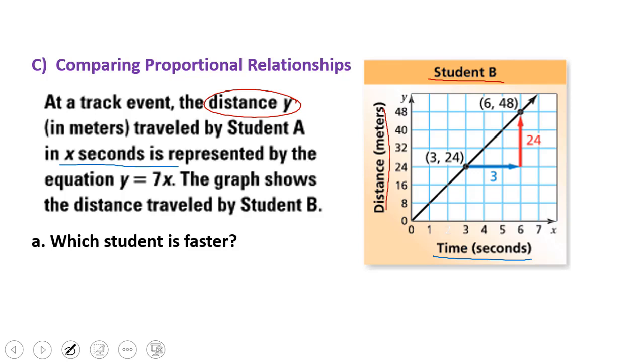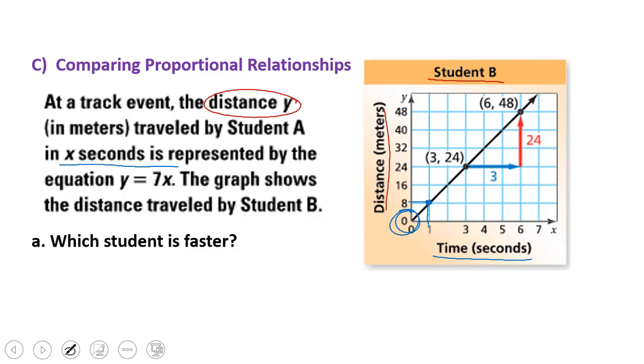So this line here represents student B. We know it's a proportional relationship for a couple reasons. One, it does pass through the origin. And two, we have a constant rate of change. It is a line. And just by looking at it, we could interpret, maybe if this is super accurate, that it's saying 8 meters per second if we go on that graph. But let's prove that it's proportional.